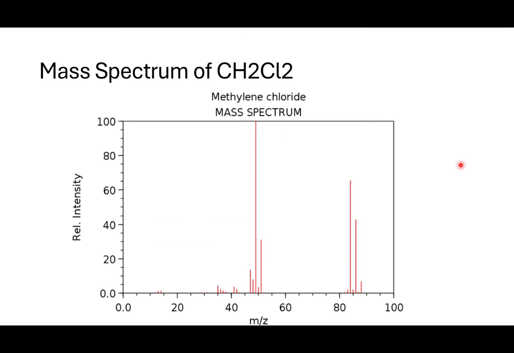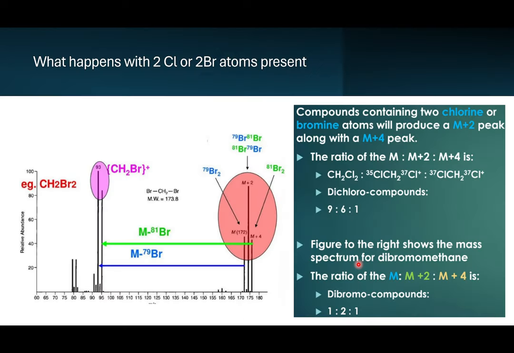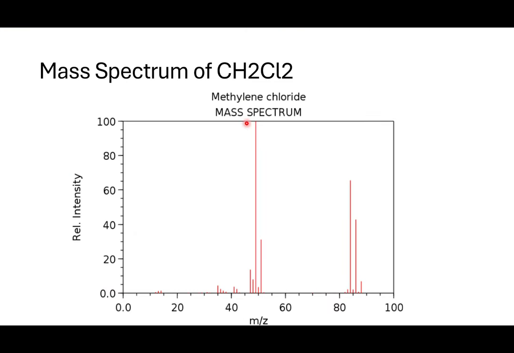For the abundance, we're gonna have this molecular ion peak, and then we're gonna have two smaller ones, different ones there. So it's 9 to 6 to 1. Now when we're looking at those types of relations, oh sorry, it's here, 9 to 6 to 1, my apologies. Those are the abundances. That's what happens when we have two chlorines.